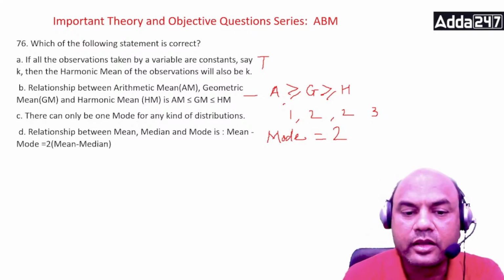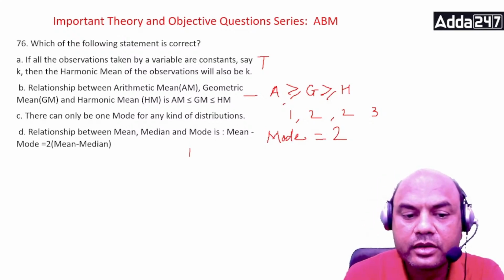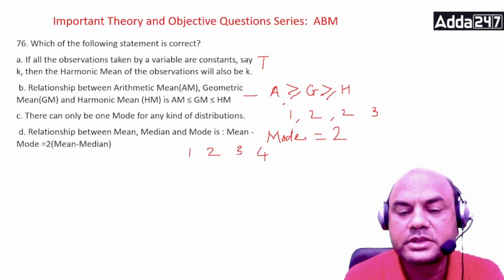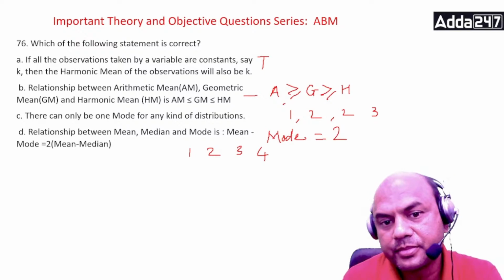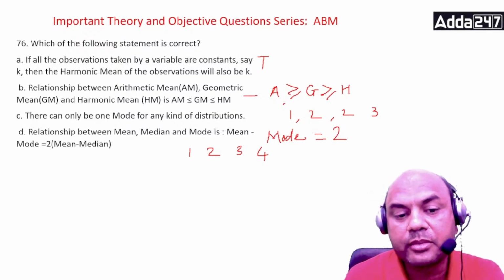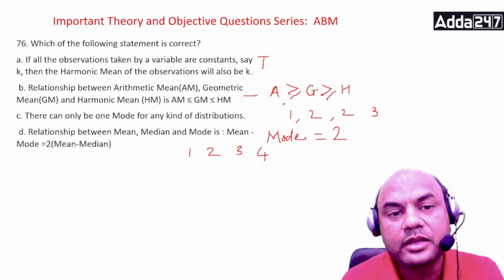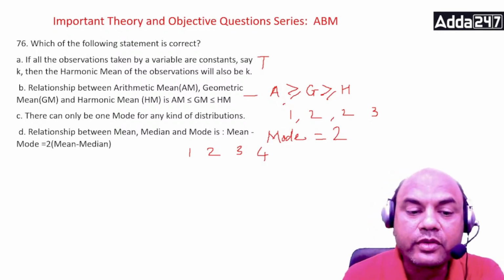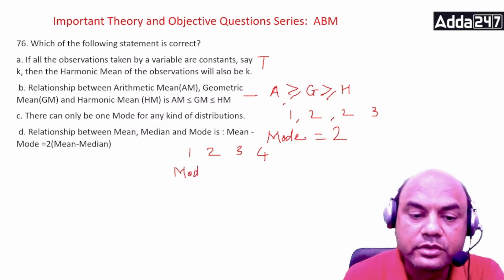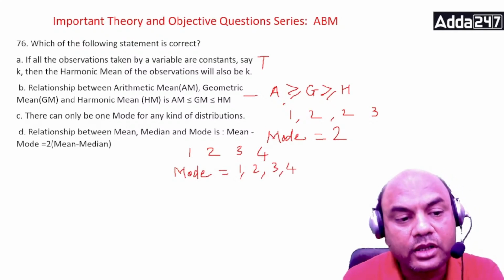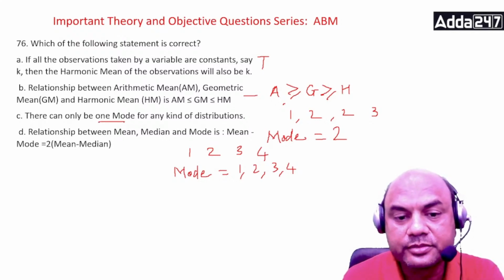Simple. Now I'll give you one more series. 1, 2, 3, 4. These are the four numbers. Now give me the mode. Who is occurring maximum number of times? All are occurring the same number of times. So all can be considered as maximum number of times. So mode equals 1, 2, 3, 4. All of them are modes. So it's not compulsory that there will be only one mode. So this is false.